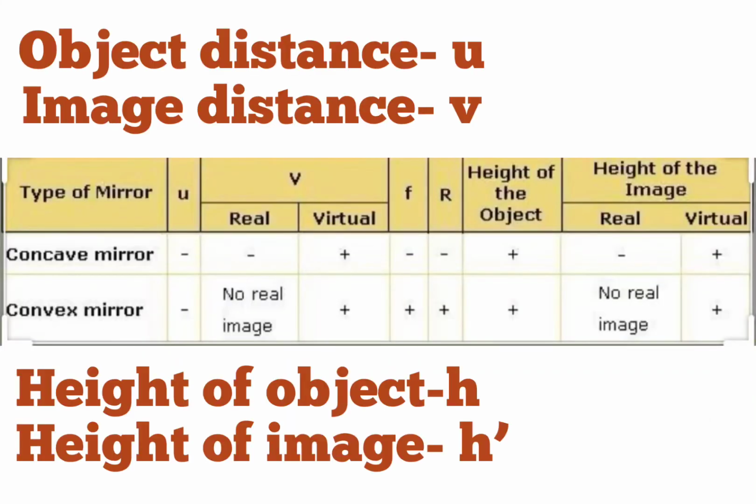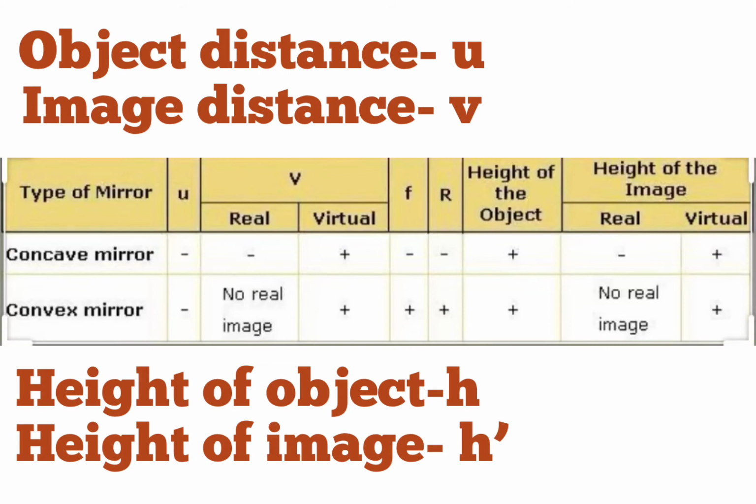Now students, let us tabulate the sign conventions for concave and convex mirror. This table is very important for solving the numericals. First of all, you have to keep in mind that object distance is denoted by u, that is distance of the object from pole is denoted by small u. Distance of image from pole, that is image distance, is denoted by v.